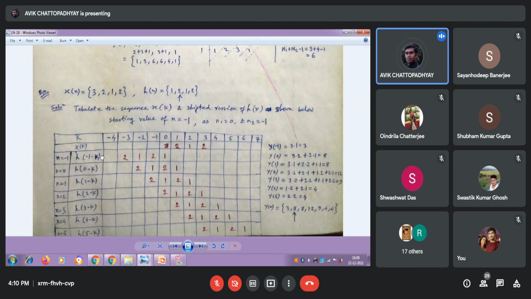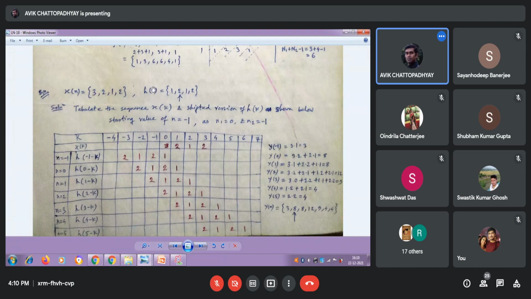And first we should mention x of k. For x of k, it is written here 3 2 1 2, and these are the values of k. So at k equals 0 we have 3, at 1 it is 2. In this way we have written the x of k. And here this is for n equals -1, 0, 1, 2, 3, 4, 5, different values.